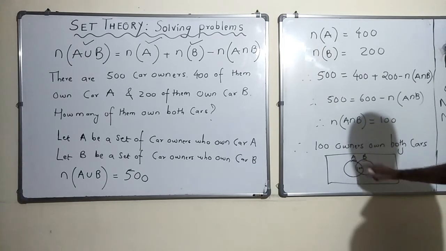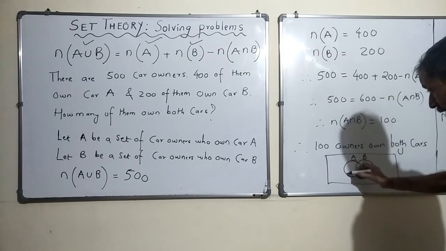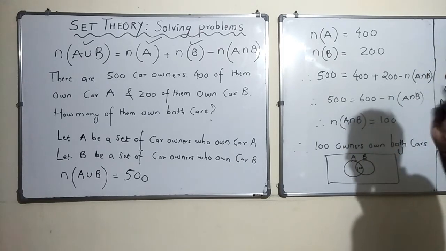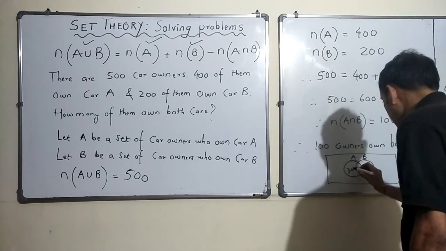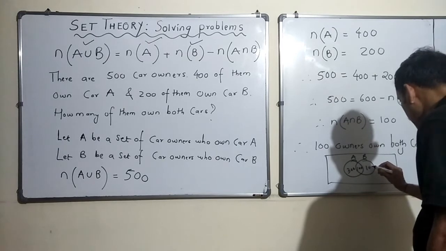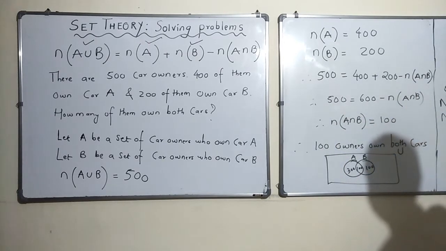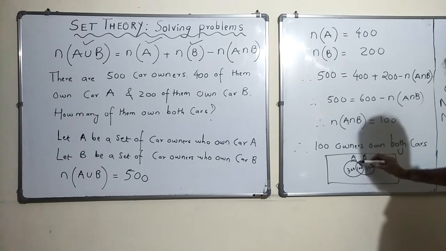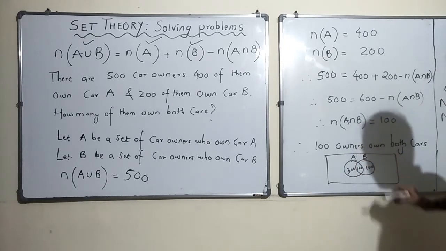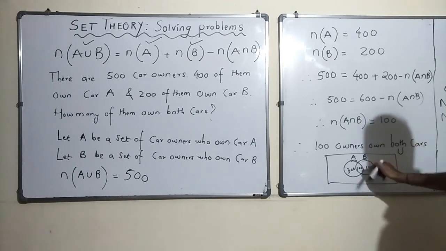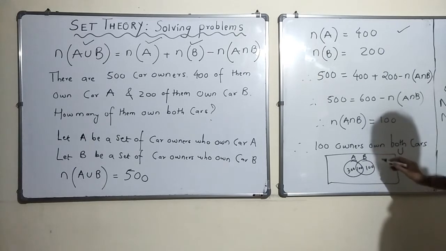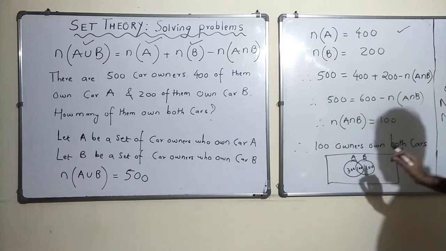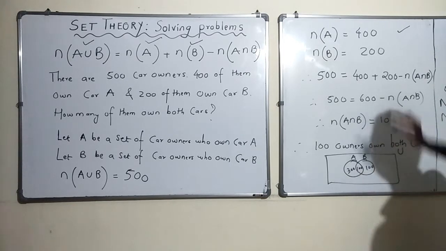The number of elements of set A which belong to only set A should be how much? Should be, maybe this is 300. Is that correct? This is 100. Correct, no? So this is how it is. The number of car owners who own just one car, that is 300 plus 100, that is 400, which is already known. The number of car owners who own car A is 300 plus 100, which is 400.